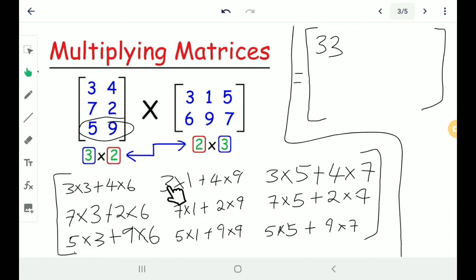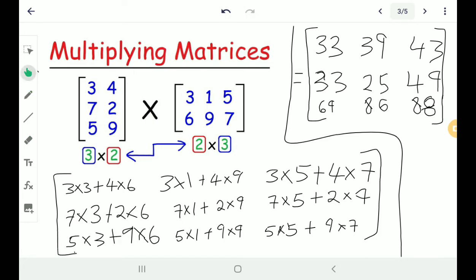Alright, then we have 3 times 1 plus 4 times 9. That's 3 plus 36 would give us 39. And then we have 3 times 5, 15, and 4 times 7, 28. Okay, so that would give us 15 plus 28 would give us 43. This would be 7 times 3 plus 2. The matrix multiplication of a 3 by 2 matrix by a 2 by 3 matrix.